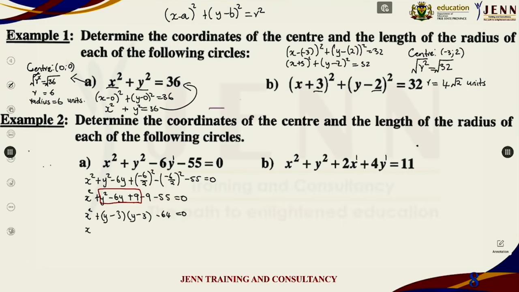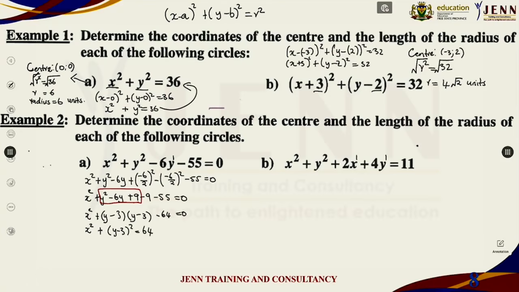I have x squared plus, and I am having two identical brackets. Two identical brackets, you can write as one bracket, but the moment you write it as one bracket, remember to put your exponent 2. That means you are going to have (y minus 3), close bracket to the exponent of 2. Then what do we do with 64? We transpose. It was negative. Once you transpose, it becomes positive.